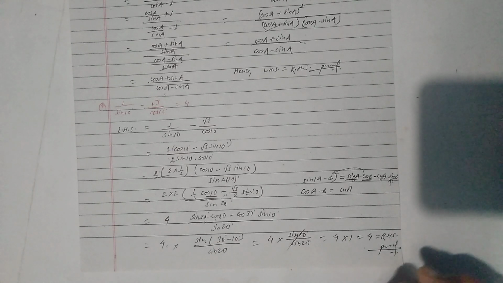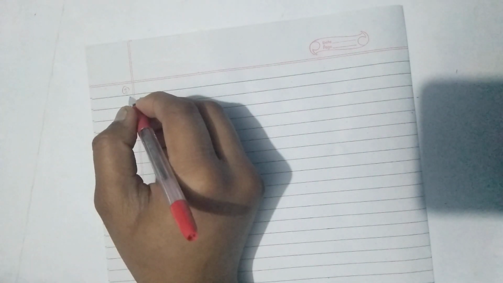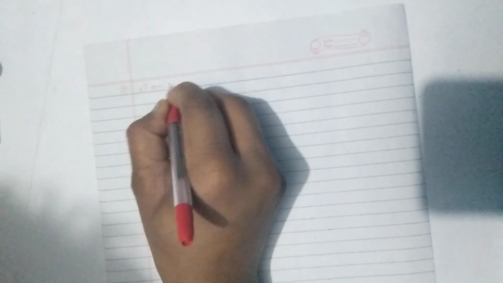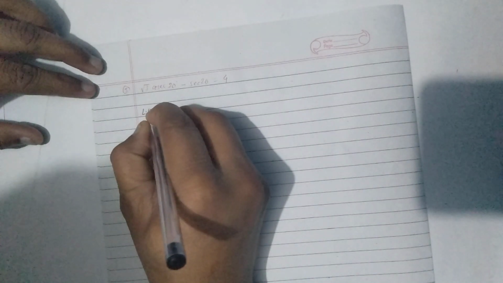Now let's see the next one, question number 3. In question number 3, we have to prove that root under 3 cosec 20 minus sec 20 equals 4. Okay, so this question is similar to the previous one. Now let's take LHS.